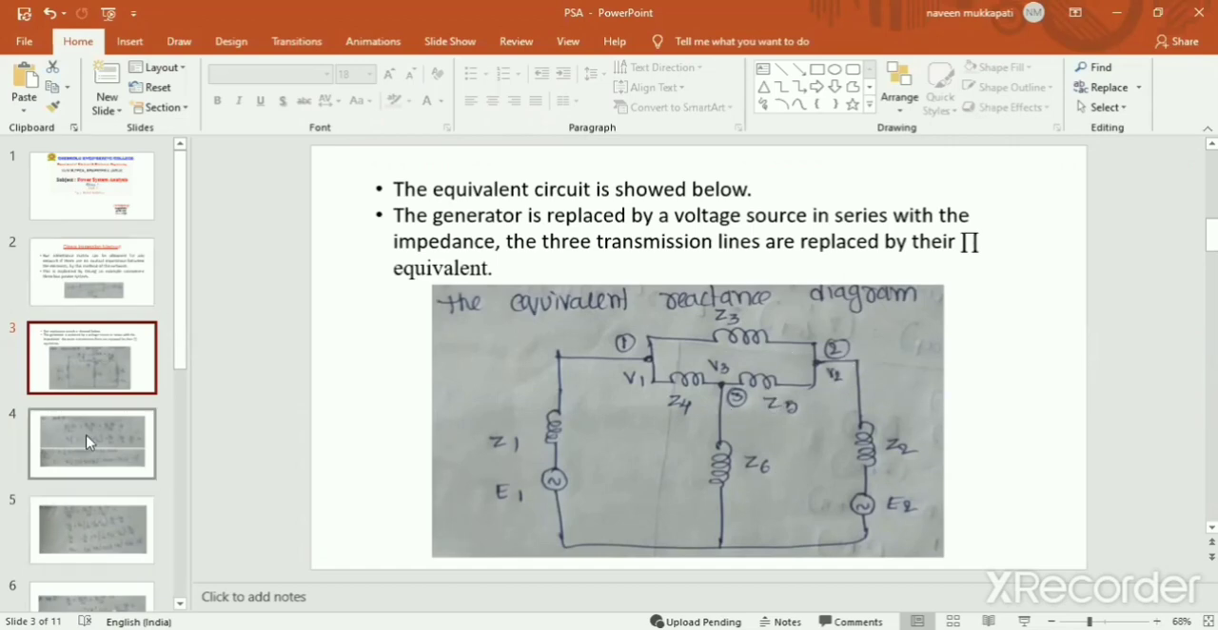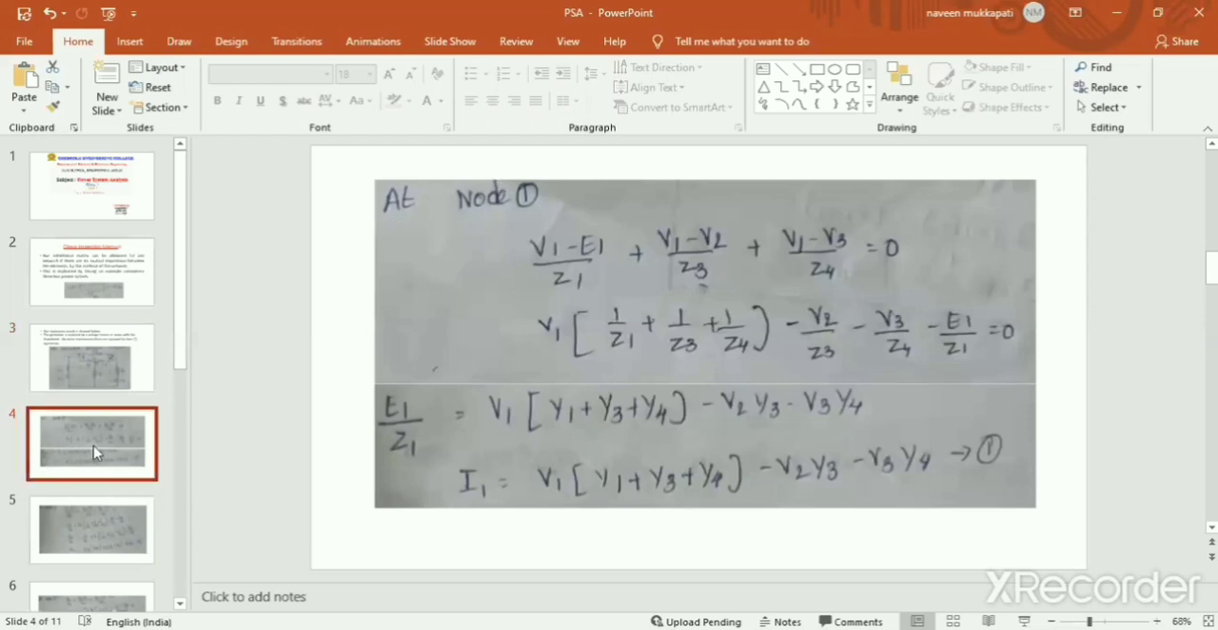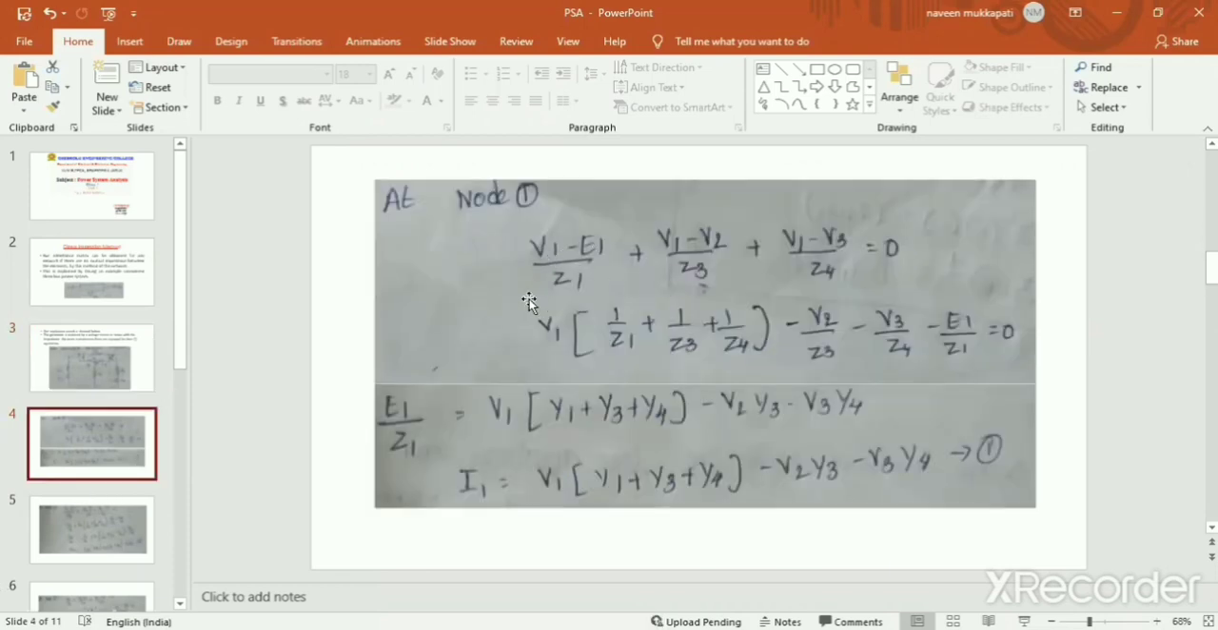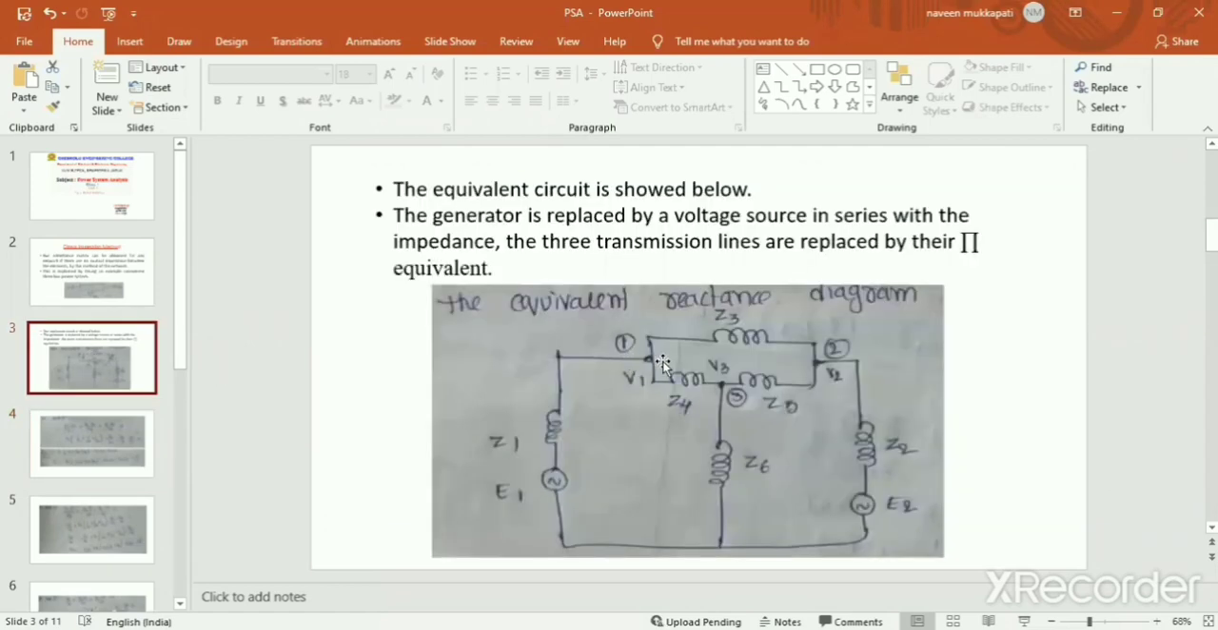After that, write down the equations for the nodes. We are well known about KCL. First we apply KCL at node 1. What is that equation? It is (V1 minus E1) by Z1.